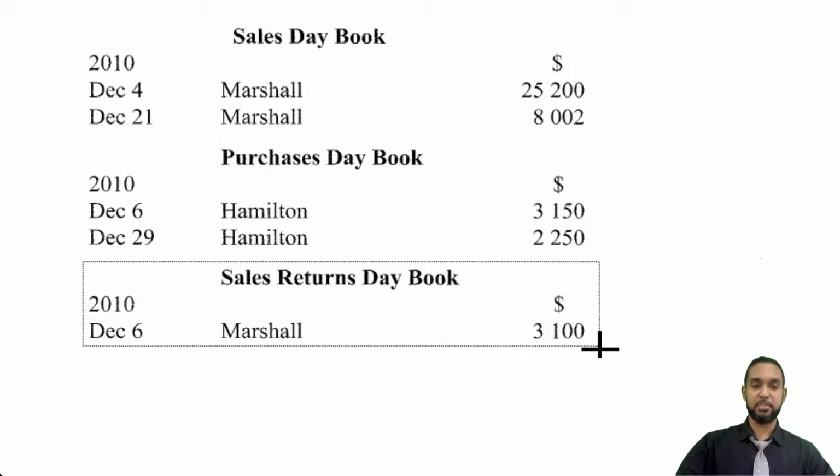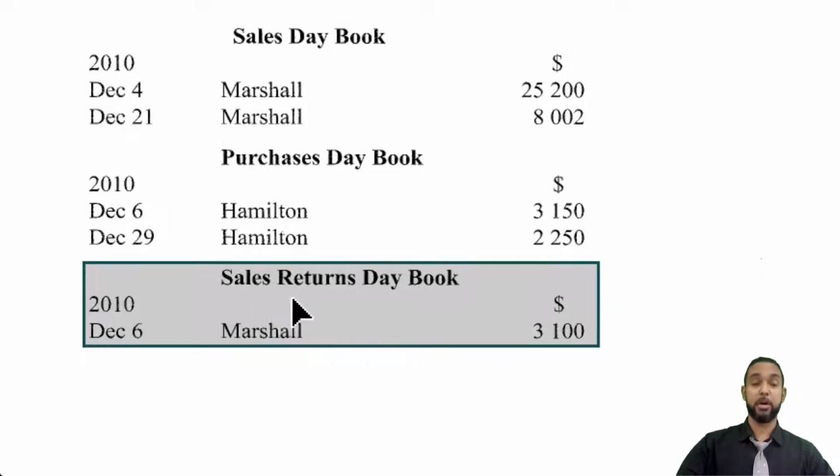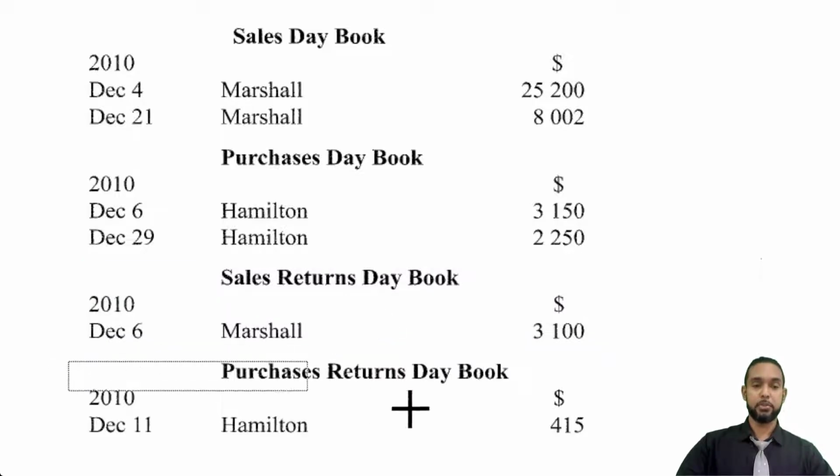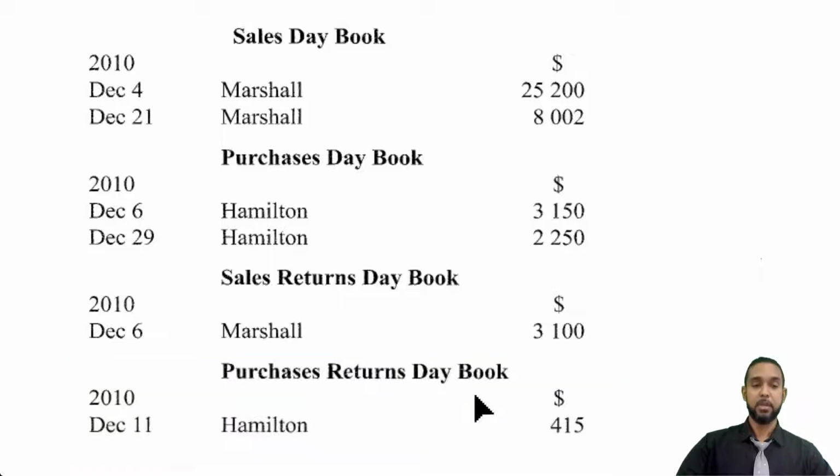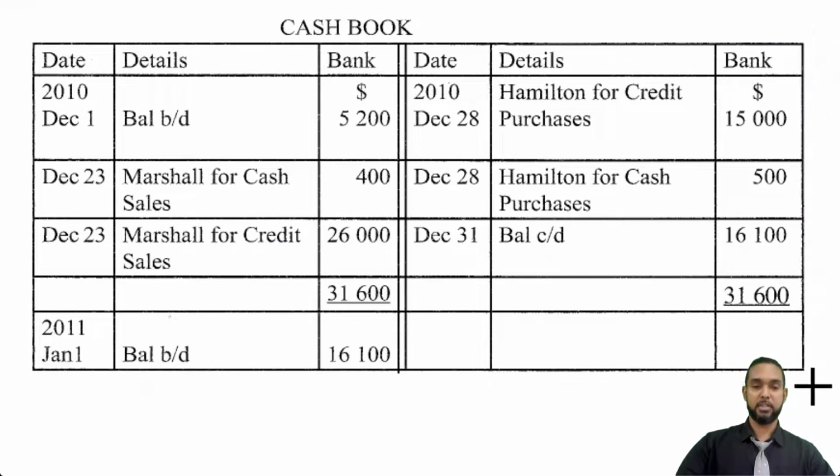We also have the sales returns daybook showing that Marshall made a return to us on the 6th of December for $3,100. And then we also have the purchases returns daybook, the returns outwards daybook. On the 11th of December, we sent back some goods to Hamilton worth $415. We also have a cash book. Let's take a look at that. We have a balance brought down of $5,200. We have Marshall for cash sales, $400. Marshall for credit sales, $26,000. On the credit side, the payment side, on the 28th, we have Hamilton for credit purchases. So we're paying off some of what we owe. And Hamilton for cash purchases, $500. We have a balance carried down, $16,001.